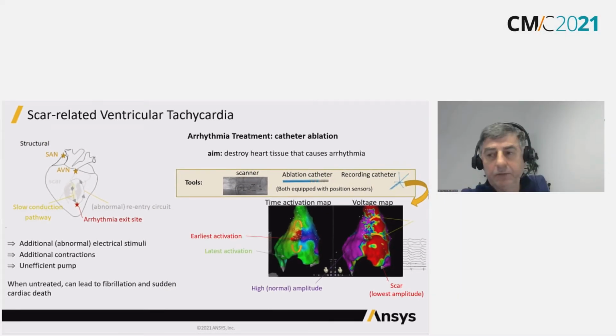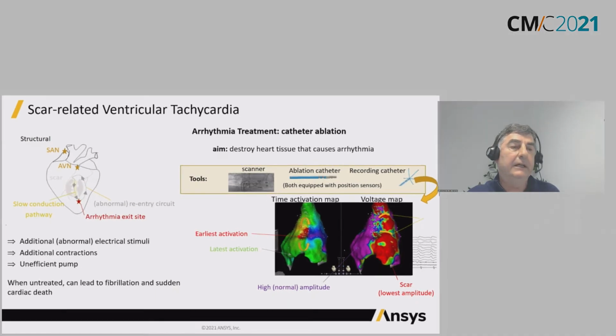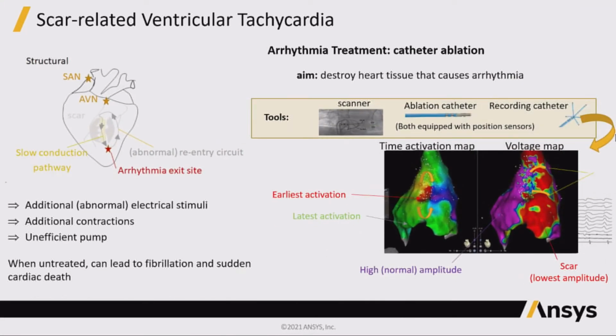So the way to treat that is to locate the ablation zone, somewhere to burn a part of the myocardium to avoid the arrhythmia. And so for the patient, we go from the planning to the catheter lab, and in the catheter lab we measure the electrical activity in the patient, and finally the cardiologist decides the ablation zones.